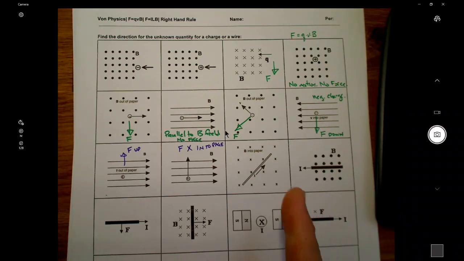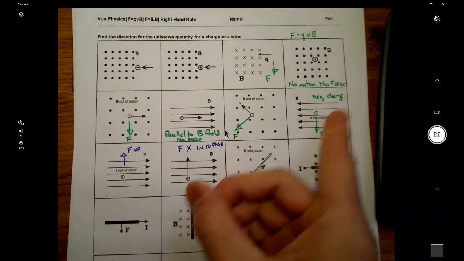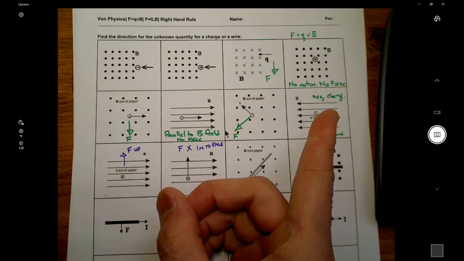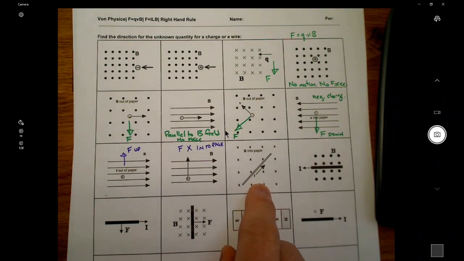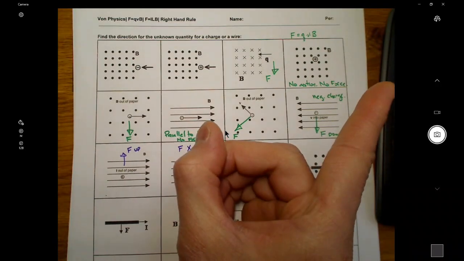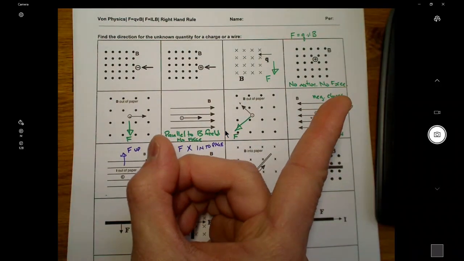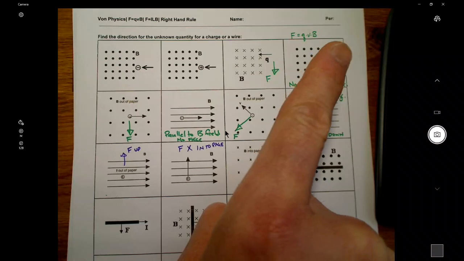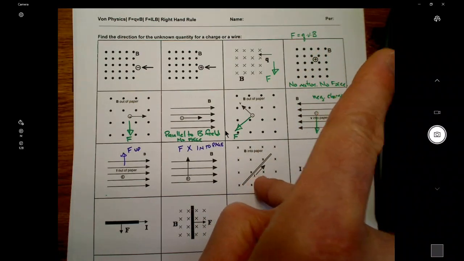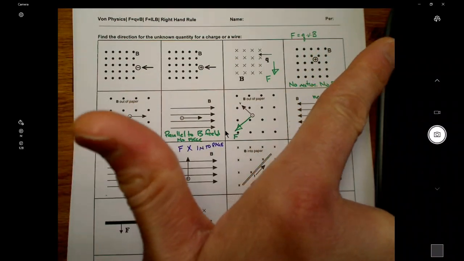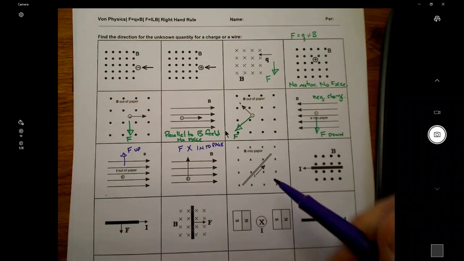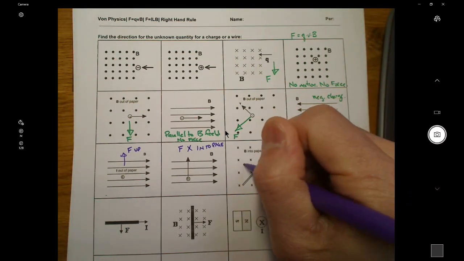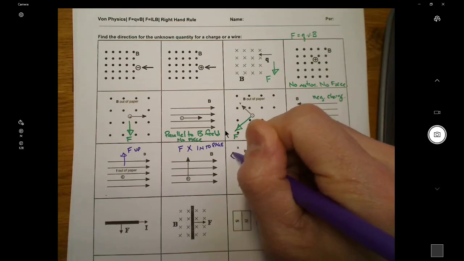There are a few trickier ones. In this one, the current is going up and to the right, and the magnetic field goes into the paper. So again, my index finger goes in this direction. The middle finger points down into the page because it's going into the paper. My thumb now points 90 degrees off to the left. So this wire is going to feel a force going this way.